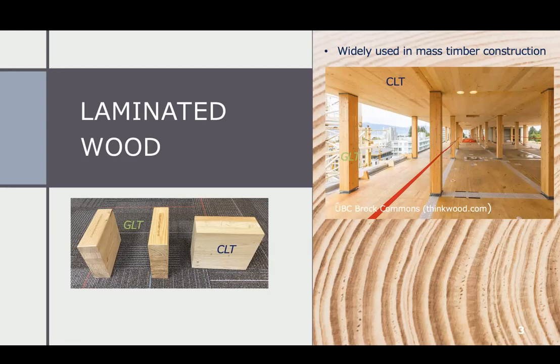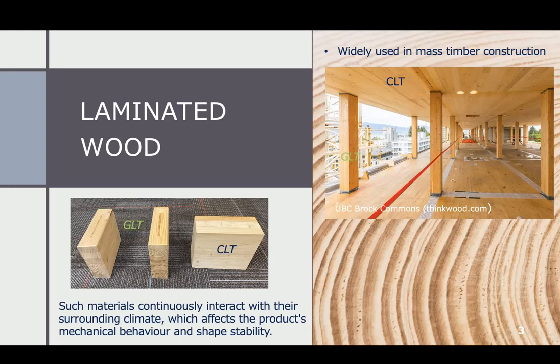This building, Brock Commons, is 18-story, one of the tallest mass timber buildings. The only thing that is not timber is those elevator shafts that are used for lateral stability. They are made of reinforced concrete.